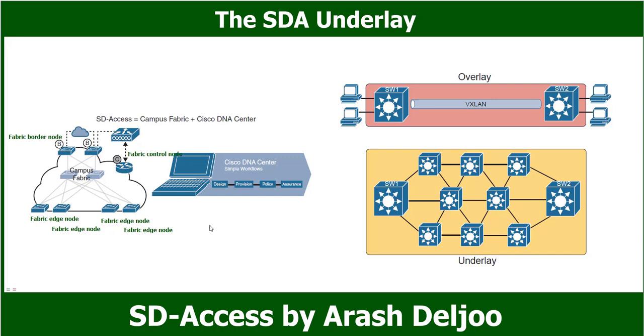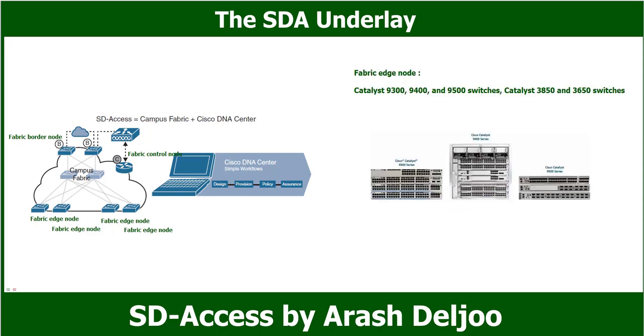Actually, we can say we should pay attention to the roles in SD-Access. Fabric edge node, a switch that connects to endpoint devices. Fabric border node, a switch that connects to devices outside SDA control. Fabric control node, a switch that performs special control plane functions. For example, Cisco's compatibility list included many Catalyst 9300, 9400, and 9500 switches, but also some smaller Catalyst 3850 and 3650 switches as fabric edge nodes.